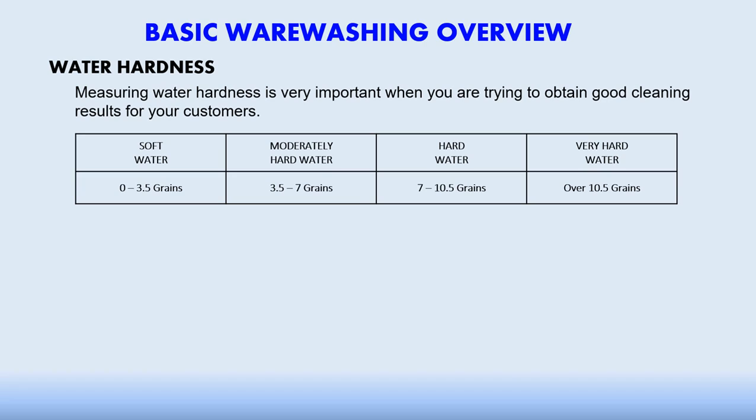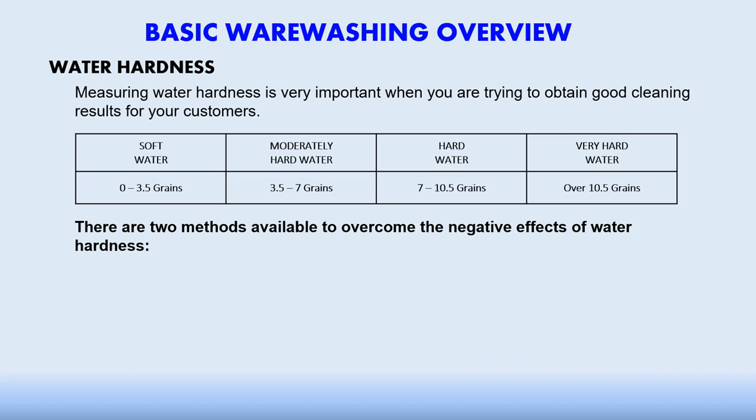Measuring water hardness is very important when you are trying to obtain good cleaning results for your customers. This chart shows the breakdown in grains per gallon of where water hardness falls. Soft water is considered from 0 to 3.5 grains. Moderately hard water is 3.5 to 7 grains. Hard water is 7 to 10.5 grains. And very hard water is anything over 10.5 grains.